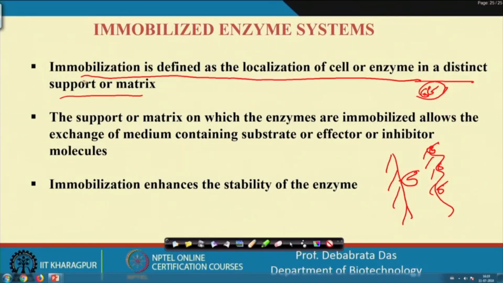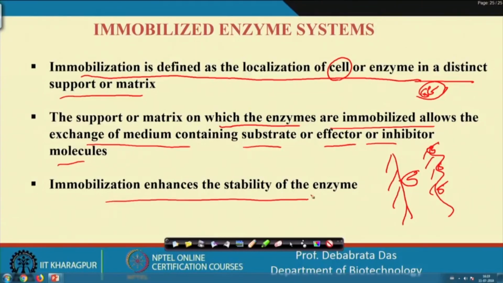So that is why we say immobilization is defined as a localization of cells or enzymes in a distinct support and solid matrix. The support and solid matrix on which the enzymes are immobilized allow the exchange of media containing substrate, effector or inhibitor molecules, and immobilization enhances the stability of the enzyme.